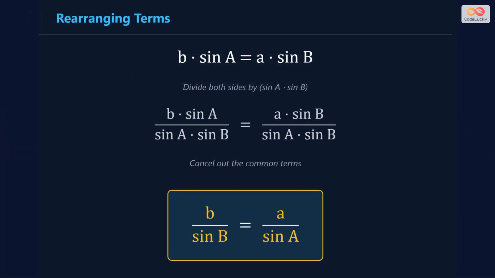Now we just need to do some algebra to make it look like the standard formula. If we divide both sides of the equation by the product of sine A and sine B, the terms cancel out nicely. We are left with b over sine B equals a over sine A.